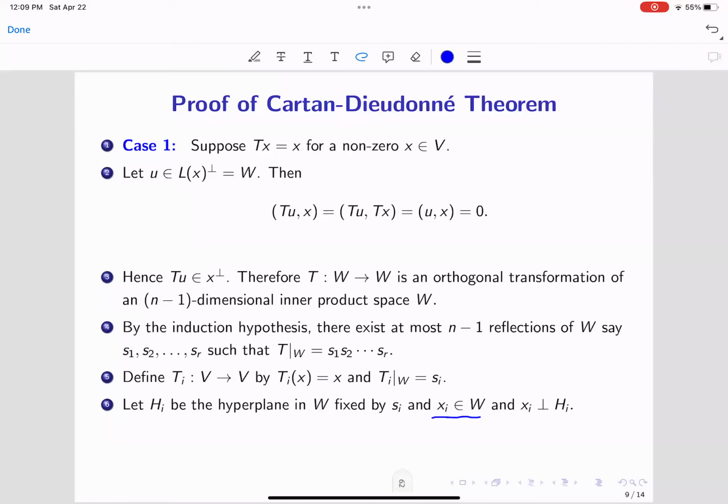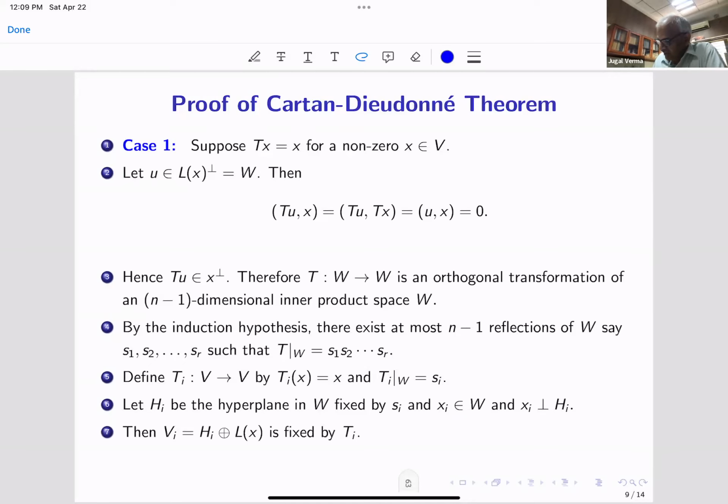Okay. So then you take this vector xi belonging to W, which was perpendicular to Hi. Okay. And then take this hyperplane Hi and add this line which is spanned by X. So this becomes an n minus one dimensional subspace. So this is my hyperplane. This is fixed by Ti because this is how I am constructing Ti.